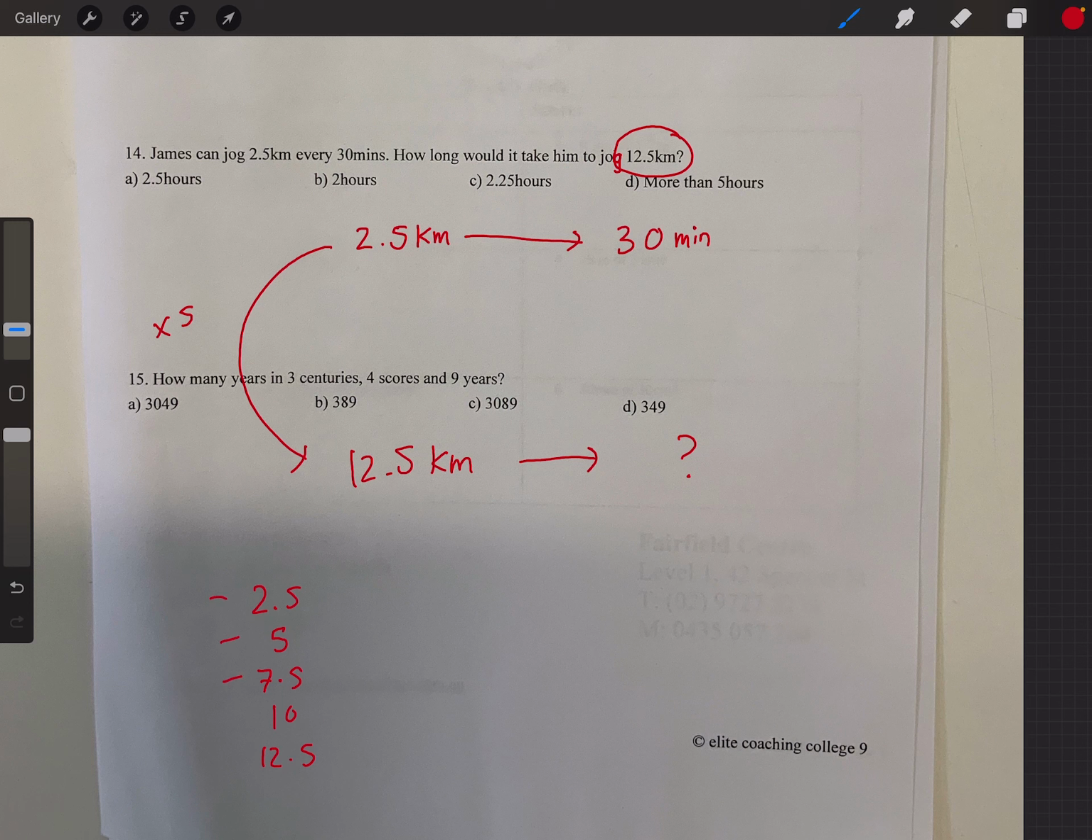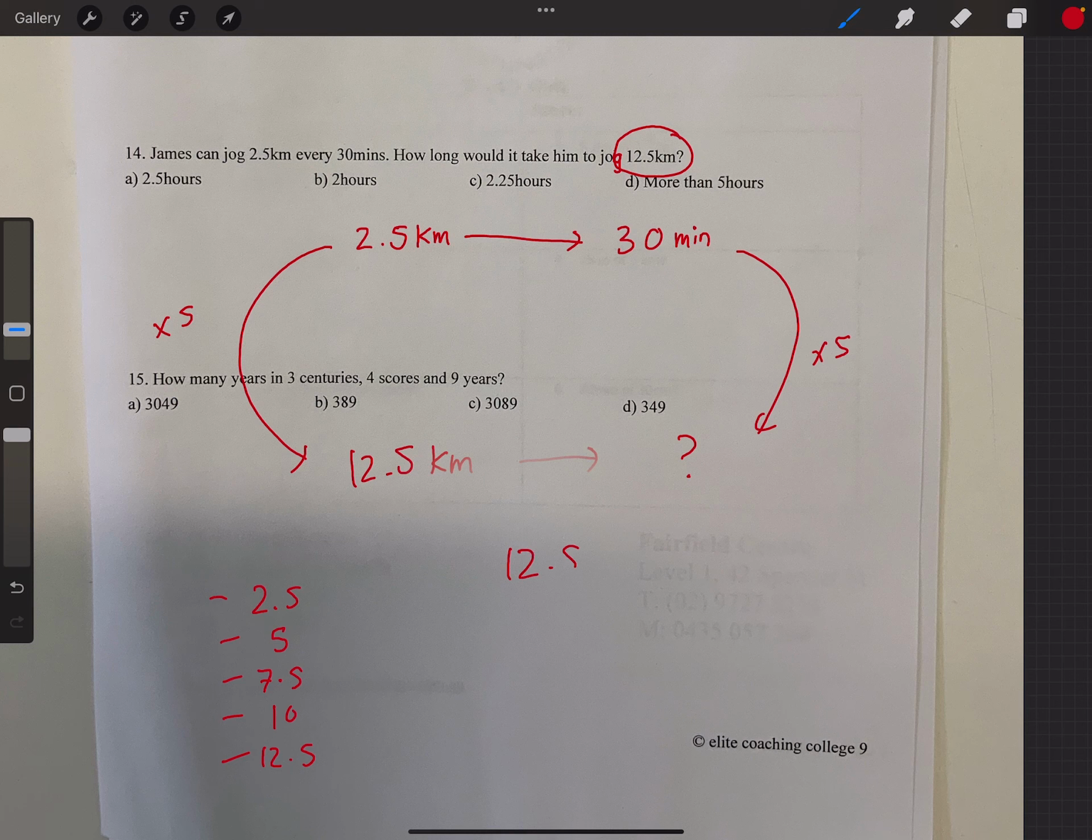So there's going to be 5 lots of 2.5. 1, 2, 3, 4, 5, to go from there to there. So we just multiply this one by 5 as well, and you should get the answer. And they want it in hours, so you can work that out yourself. For those who don't know that 12.5 is 5 times 2.5, just do division.